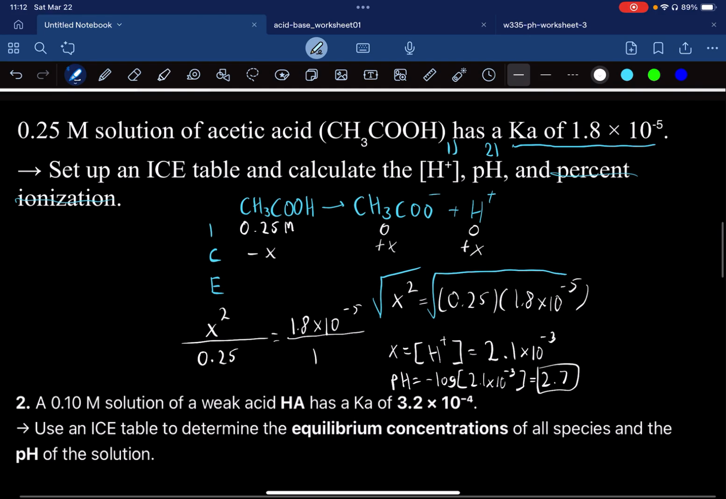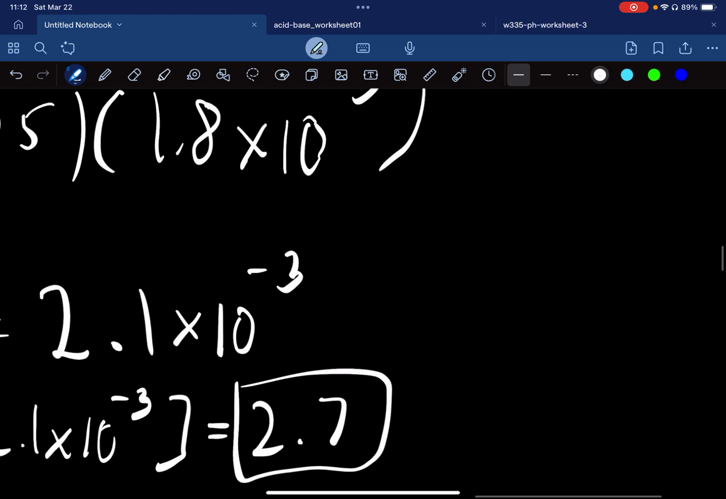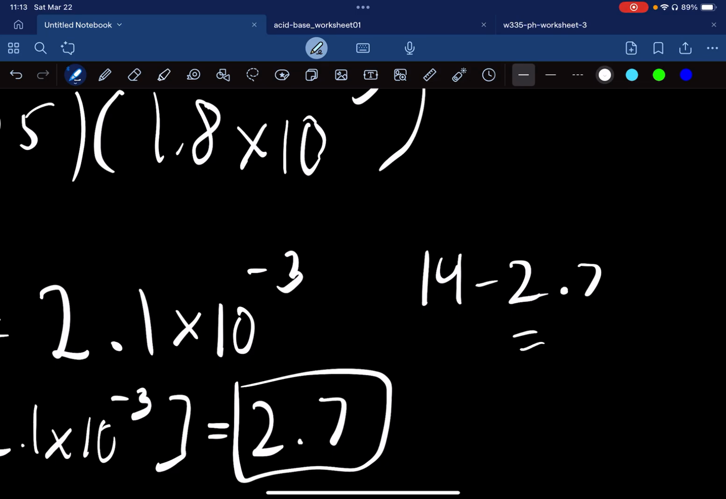Now let's go one step further. Let's calculate the pOH, right? It's just gonna be 14 minus 2.7, which is equal to 11.13. They're not asking for it, but just so you know.